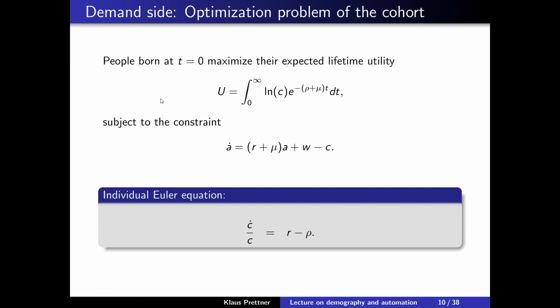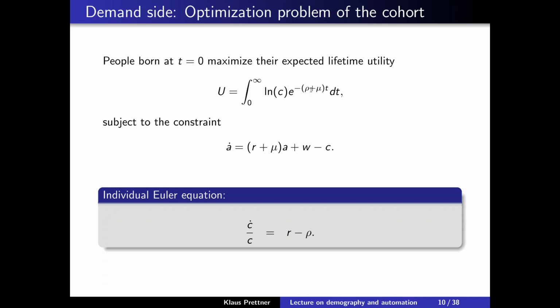Let's go a little bit more into the mathematical details. We have here the utility maximization problem of a member of the cohort that was born at time t0. Such a member maximizes expected lifetime utility that is generated by consumption. So we have a utility function that is concave. So consumption increases utility, but in a decreasing manner. So the marginal utility of consumption is decreasing. And individuals discount the future at the discount rate rho.